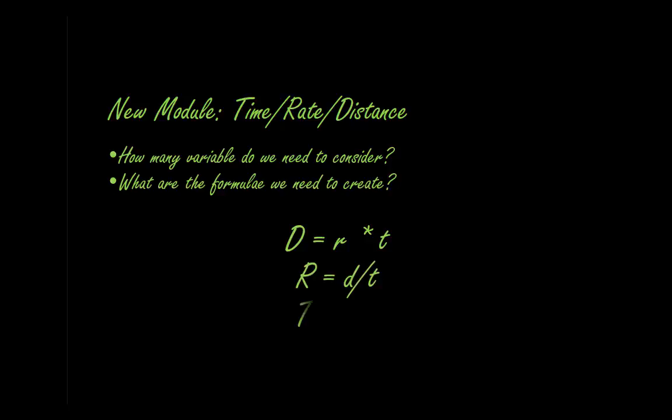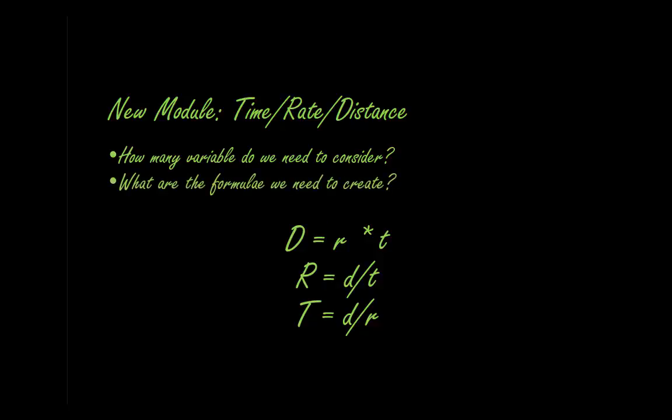All right. So these are the three formulas we have to consider. D equals R times T. First one, that's the standard one. Rate equals the distance divided by the time, and the time equals the distance divided by the rate. Simple algebra. All right. So now we've got a problem that we have to overcome, and what's that problem?